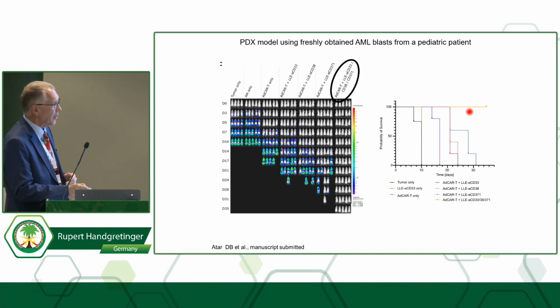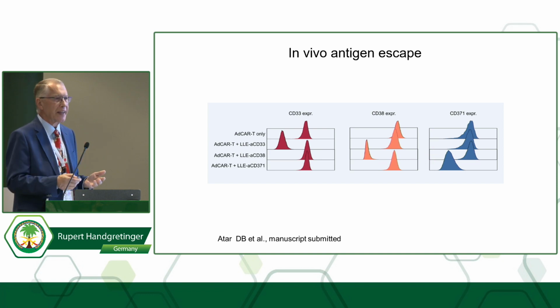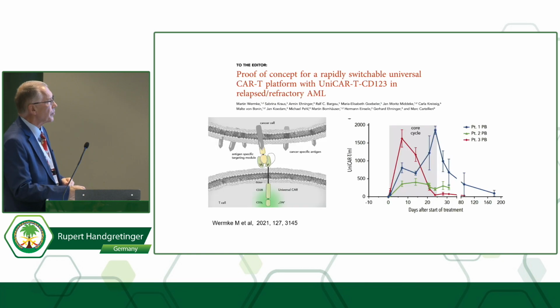These are the combined survival data from the mice, and this is very important, because when we look at why they escape, we see those who are treated with CD33 adapter CARs and they progress, they lose their CD33. The same for this CD38, they lose it, and the same for the CD371. But when we combine them, then the cells are killed and do not progress anymore.